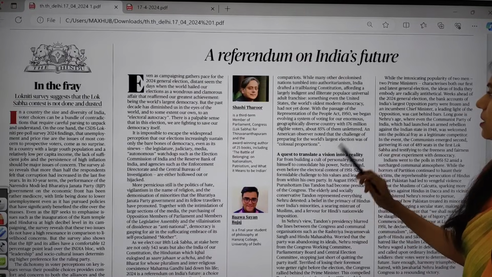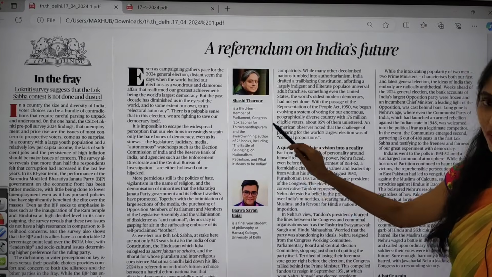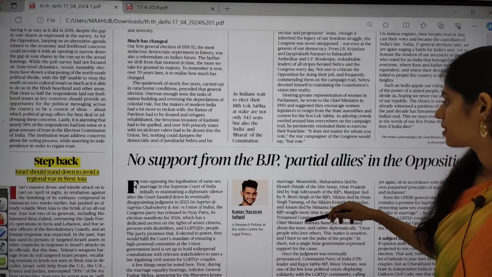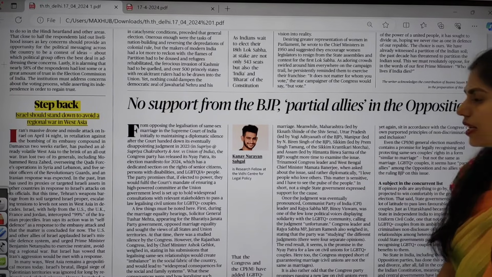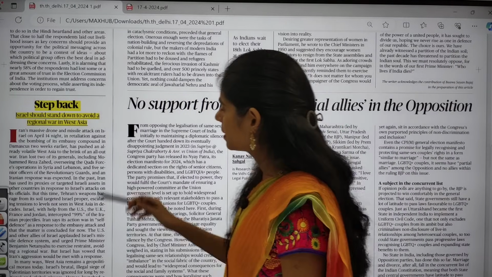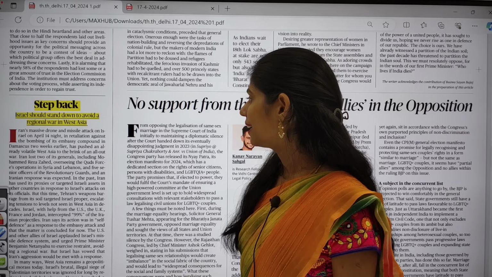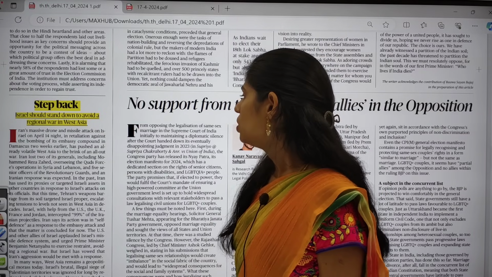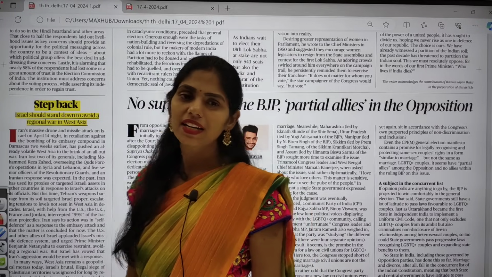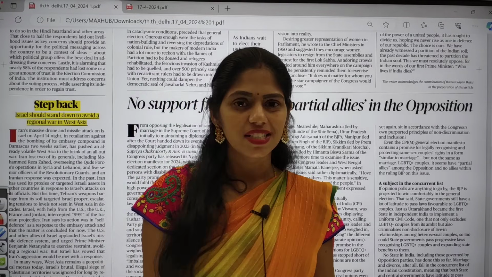So here this article is a political article, that article is a political article, and this article is a political article. So there is one article titled Step Back. It is about Israel should stand down to avoid a regional war in West Asia. So this is about the Iran and Israel issue. Already we discussed this topic.